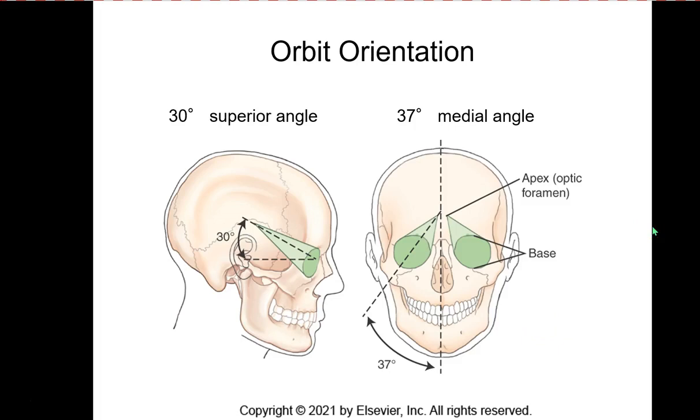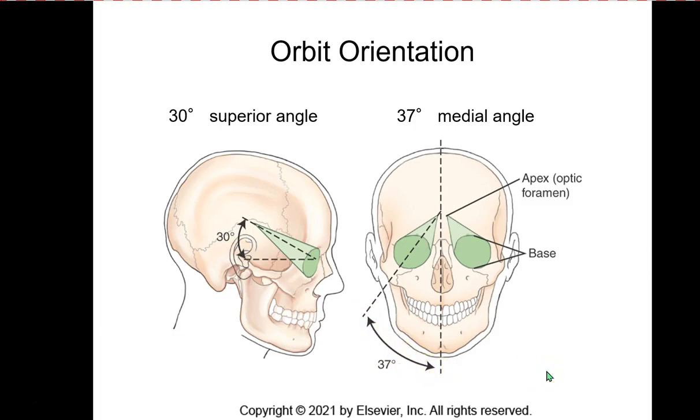So when the patient is AP or PA or lateral and OML is parallel to the floor, and that's represented by this dotted line right here, each orbit projects superiorly at an angle of 30 degrees. And again, that's the relationship represented here. And medially towards the mid-sagittal plane at an angle of 37 degrees. And that is the relationship here.